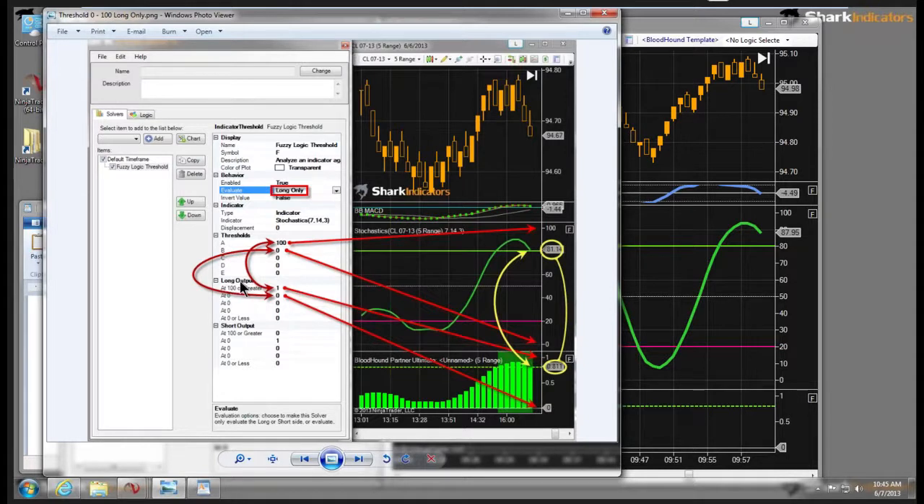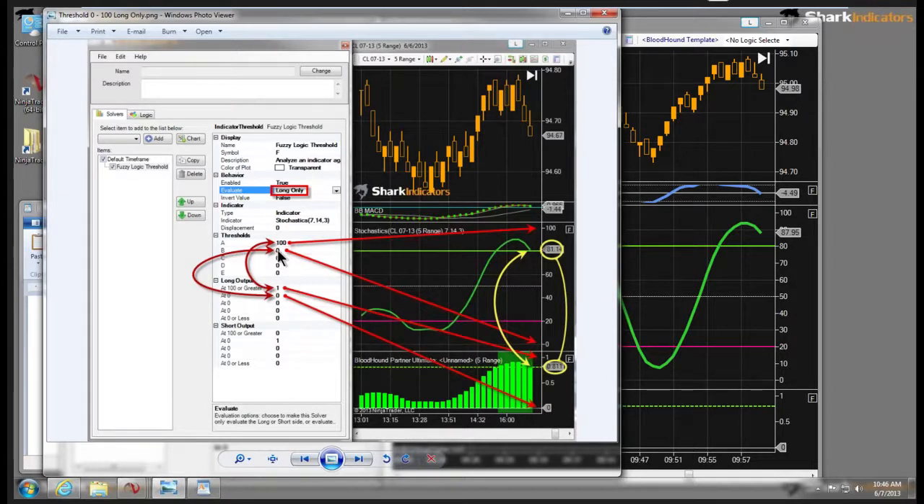And we have set our long output. I'm just focusing on the longs only here, just to make it a little easier to understand. On the output here, when we're at 100 or greater, we want the solver to output a value of 1, or another way of saying that is 100% confidence. So when our stochastic indicator reaches the threshold level of 100, BloodHound will give us back 100% confidence that the indicator has reached that threshold of 100.